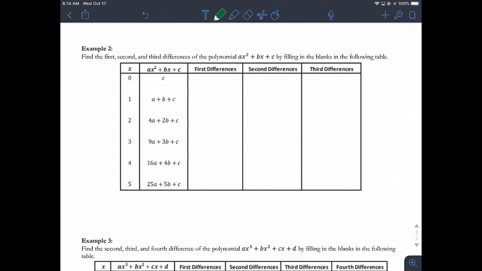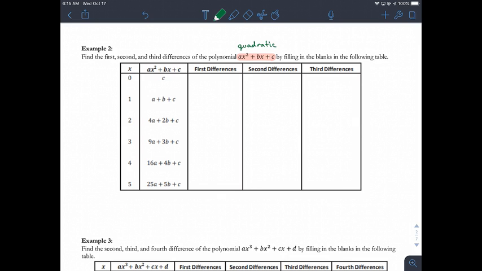All right, so example 2. We're asked to find the first, second, and third differences of the polynomial ax squared plus bx plus c by filling in the blanks in the following table. So first off, we need to look at the type of function we're given. The polynomial here is ax squared plus bx plus c. That is a quadratic polynomial.